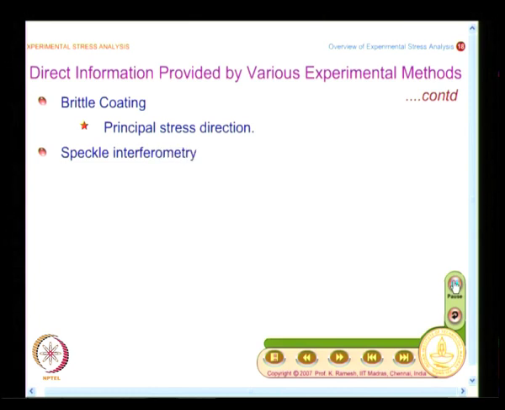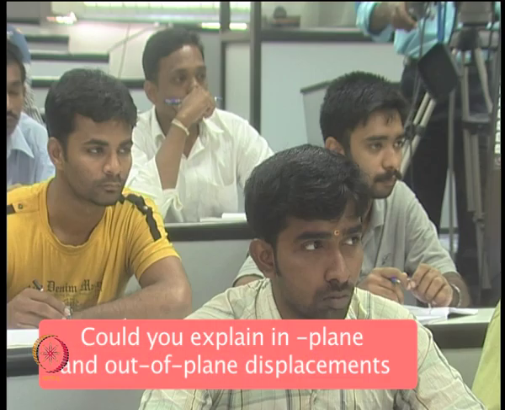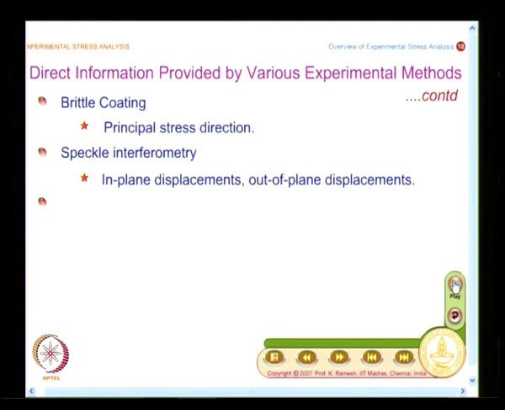Then you have speckle interferometry, which is a variation of holography and which gives in-plane displacements, and you can also get out-of-plane displacements. Yes? Could you explain in-plane and out-of-plane displacements? See, when you are looking at 3 displacement components u, v and w, in-plane displacement means you are essentially looking at u and v displacements, and if you want out-of-plane displacement, that is a w component, then it is out-of-plane displacement.